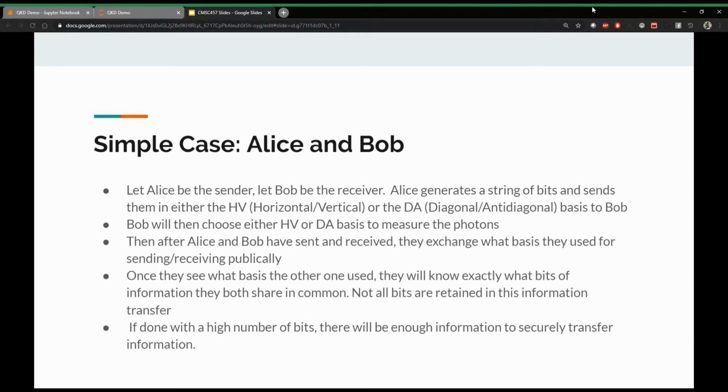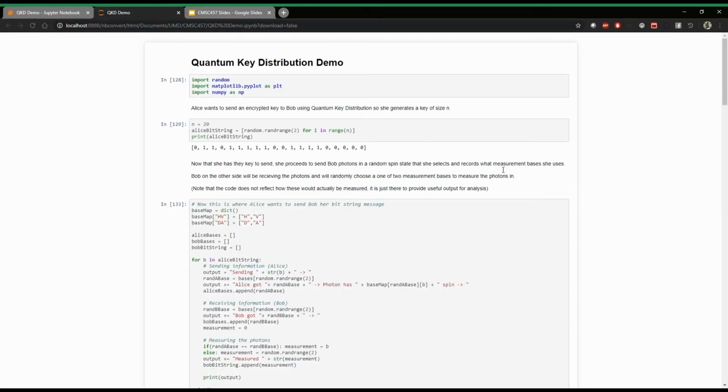Then after Alice and Bob have sent and received this information, they exchange what bases they used for sending and receiving publicly. Once they see the bases that the other one used, they will know exactly what bits of information they both share in common. Keep in mind that not all bits are retained in this information transfer. If done with a high number of bits, there will be enough information to securely transfer information across. Let's transition now to a brief demo which displays this.